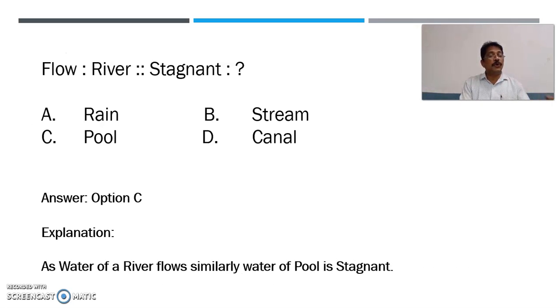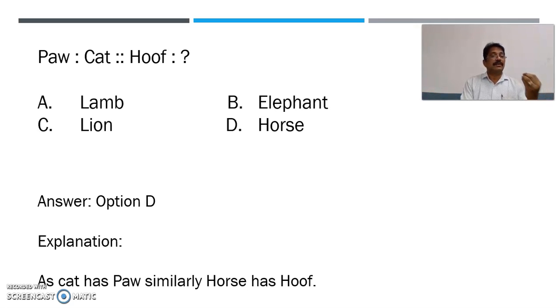Okay. Now flow, river, stagnate. Which is the answer? Generally water flows in a river. So where will the water be stagnant? It's very clear: in a pool the water will be stagnant. So option C is correct. Okay. Next one. Paw, cat, hoof. What is the next one? Generally the paw is connected to the cat, of course to its leg. So hoof is connected generally to the horse, correct? So we can say horse is the correct option. Okay. Now come to the next one.